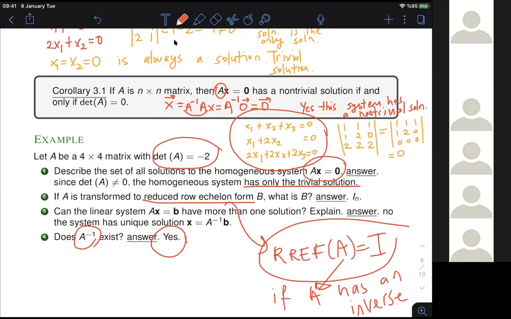Can the linear system have more than one solution? No, because it has an inverse. If it has an inverse, we only get one solution, and that solution is the trivial solution in this case.